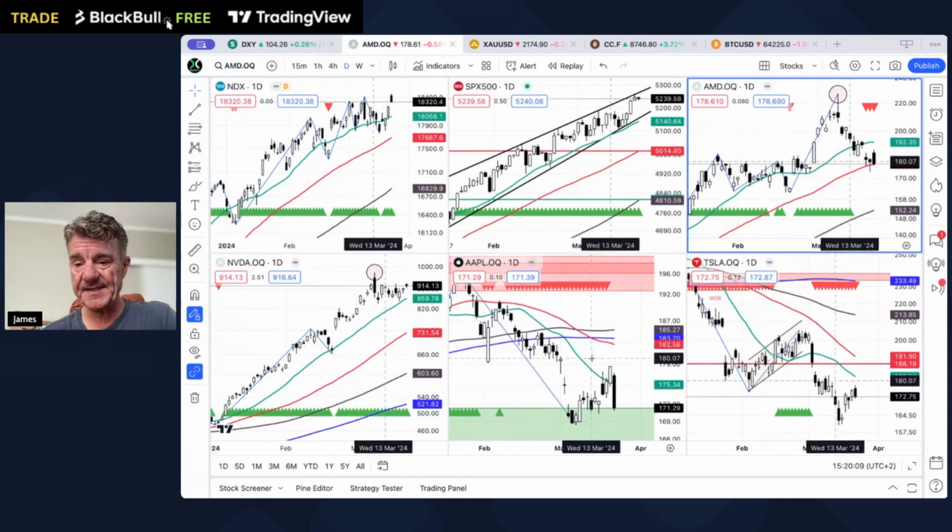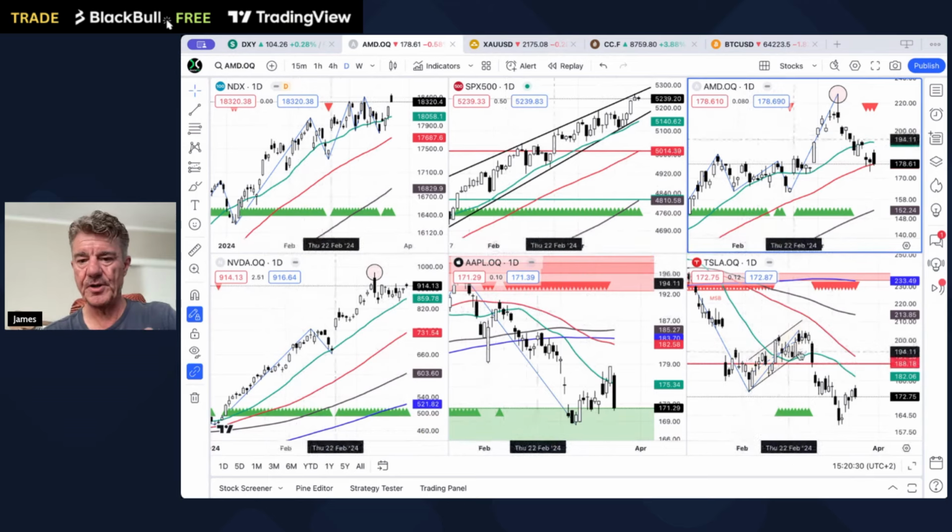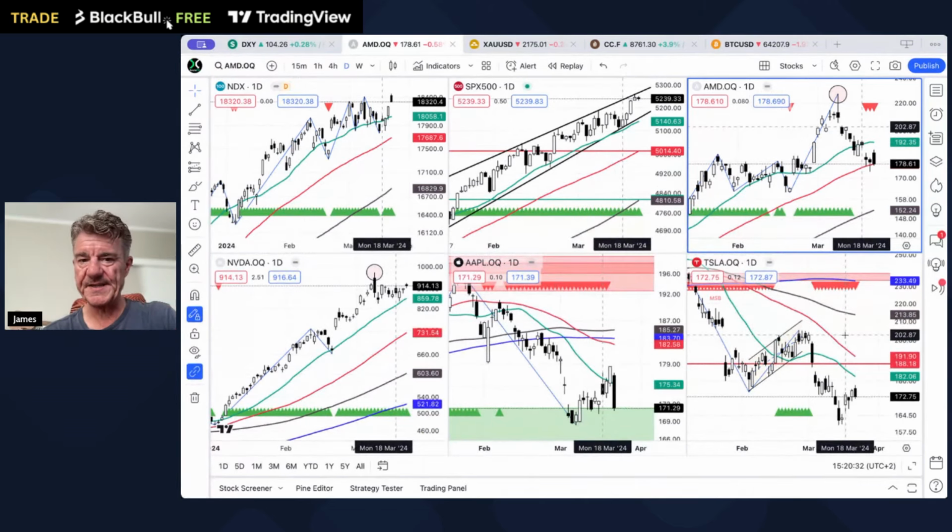Apple, I'm long, and Tesla, I'm long. Not for any other reason. Apple's not looking bullish. Tesla's not looking bullish. But I've taken those long trades as a hedge against my short NASDAQ, NVIDIA, S&P. So I'm short NASDAQ, S&P, NVIDIA, long Apple, long Tesla. That's the one reason, as a hedge.